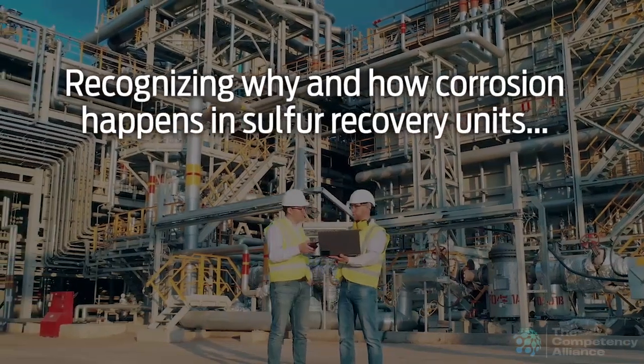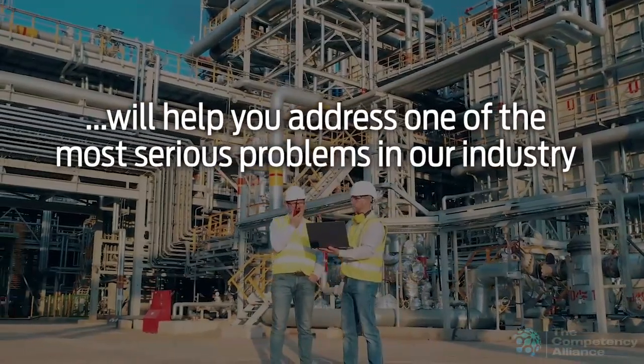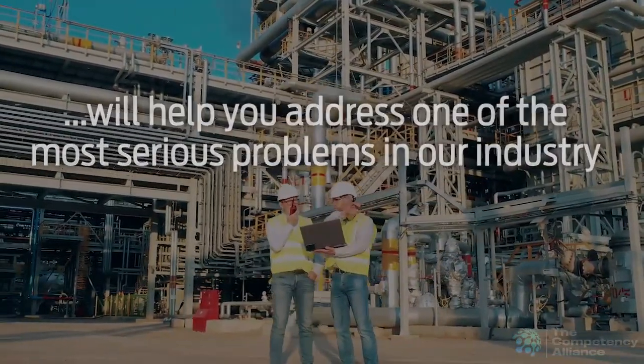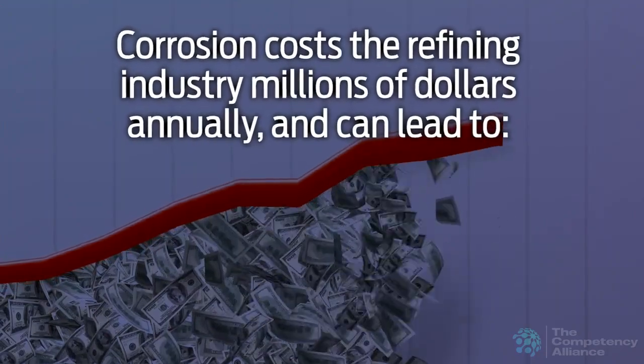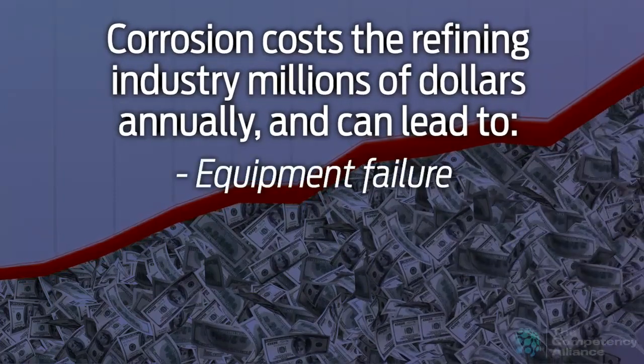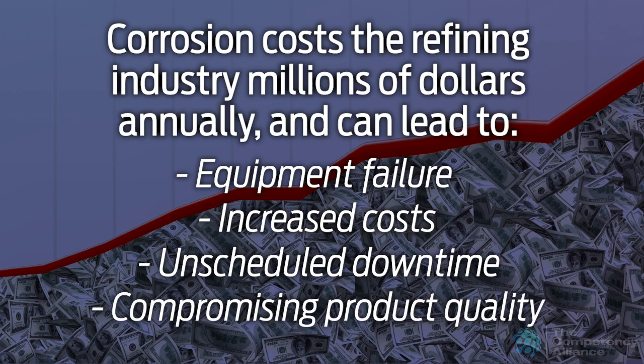Recognizing why and how corrosion happens in sulfur recovery units will help you address one of the most serious problems in our industry. Corrosion costs the refining industry millions of dollars annually and can lead to equipment failure, increased costs, unscheduled downtime, and compromising product quality.